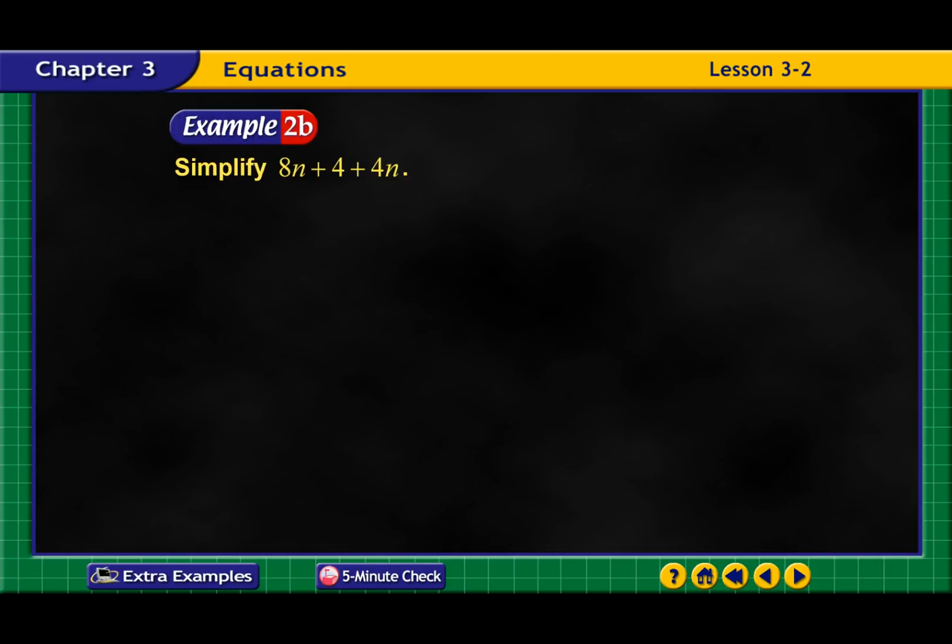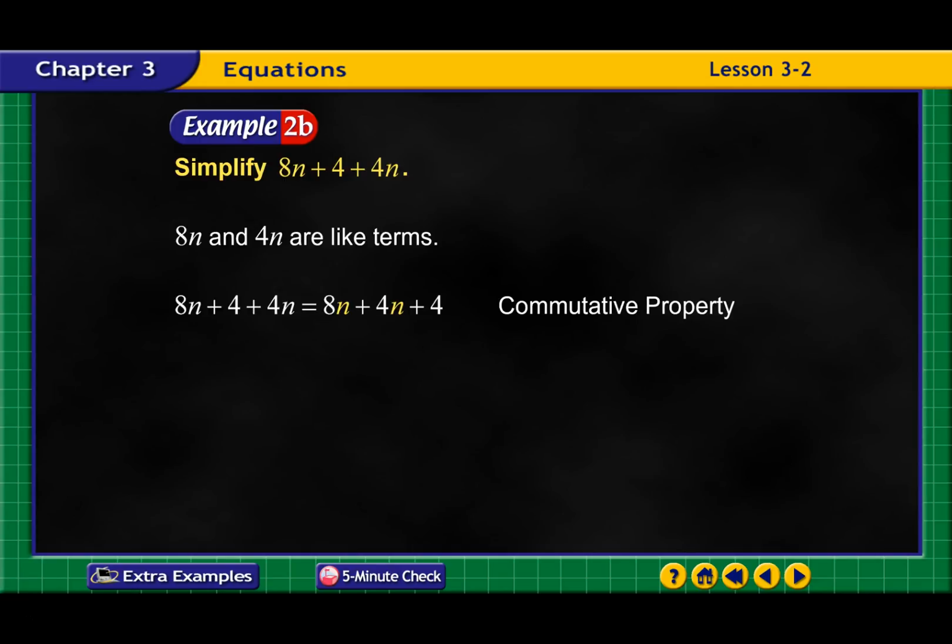All right, simplify this. Again, combining like terms and distributing if necessary. So I only have 2 terms that are like, which is 8n and 4n. So I can add those 2 together. Oh, so sorry, let's make sure we do how the book says.